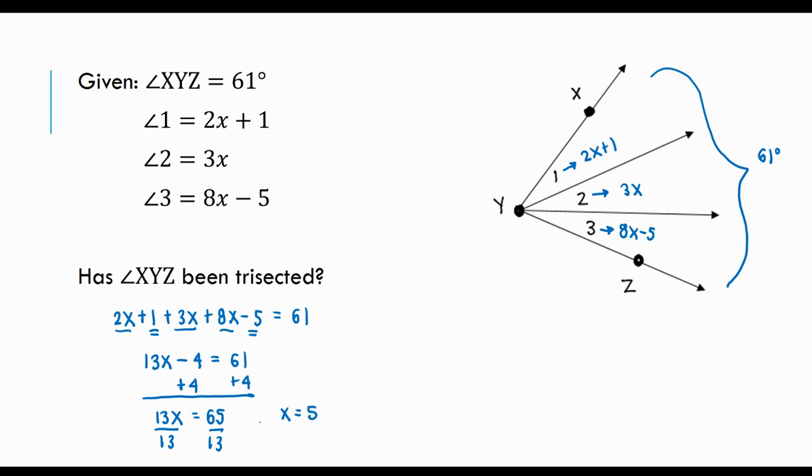Once I found that out, to determine if I have a trisected angle, well, that means I want to know what's the measure of angle 1, what's the measure of angle 2, and what's the measure of angle 3.